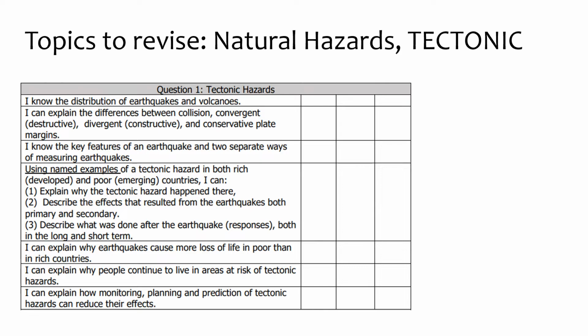Why do people continue to live there? They may not have the economic ability to move somewhere else, but also you can get quite fertile lands around volcanic areas, for example. And monitoring, planning and prediction of tectonic hazards can reduce their effects, so we can monitor them using seismometers. That's the one that's almost like a little pen, recording all the time the movement in the earth. And when we get more movement, we can go, oh, well, there might be an earthquake, and we can send out an alert.